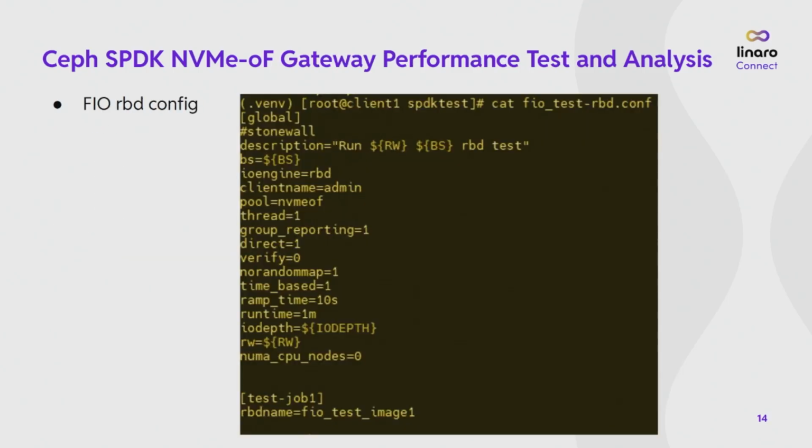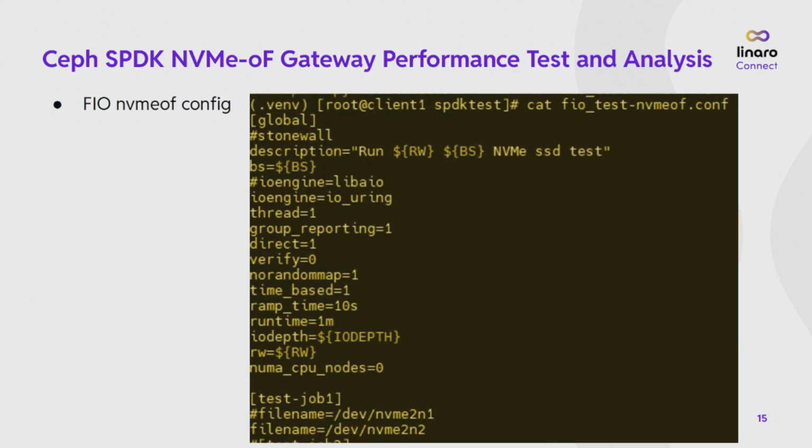This is the FIO RBD engine configuration. For the purpose of comparison, we need to test FIO directly accessing the Ceph cluster, and this is the NVMe Gateway FIO configuration. It just looks like a normal local NVMe disk.